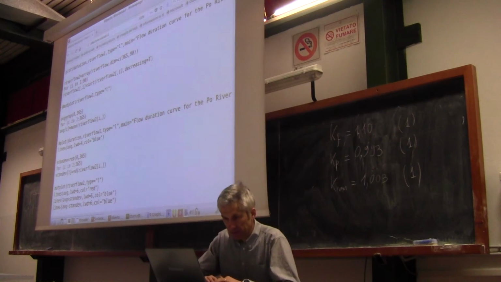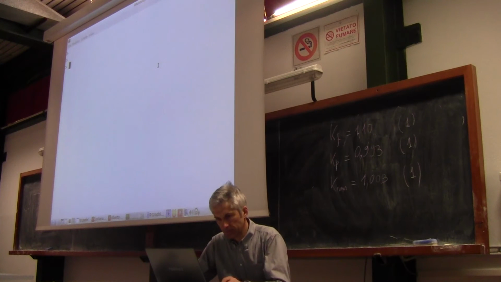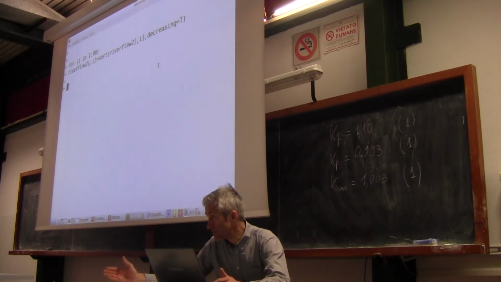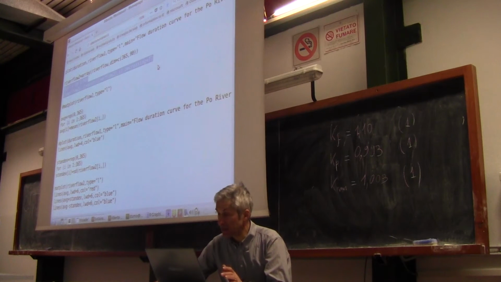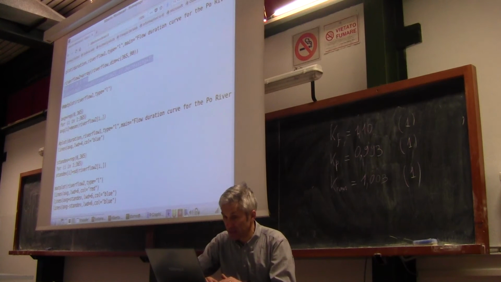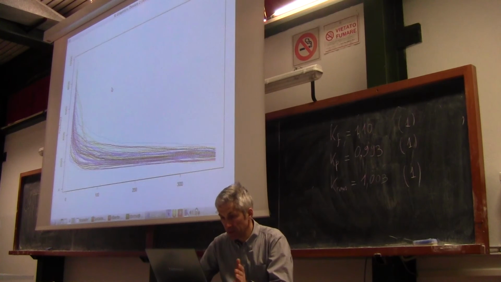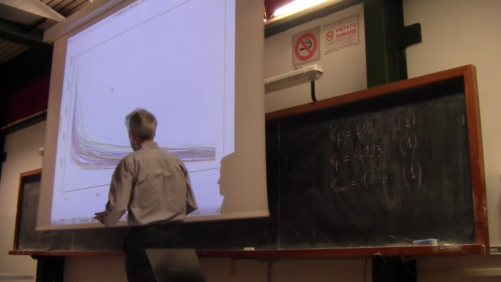Okay, let's cut and paste. Done. Now we have our 90 flow duration curves and we can plot them. If we want to plot a matrix, the instruction is matplot. Let's see if it works. It seems yes. This is the result, which is precisely what we wanted to obtain.